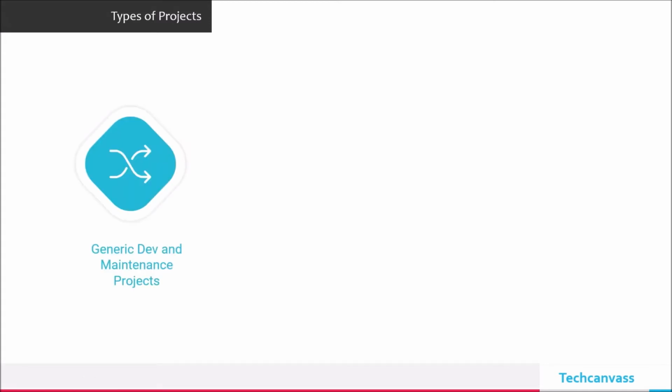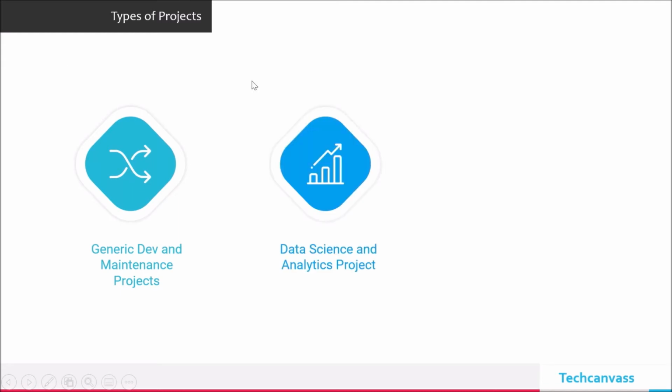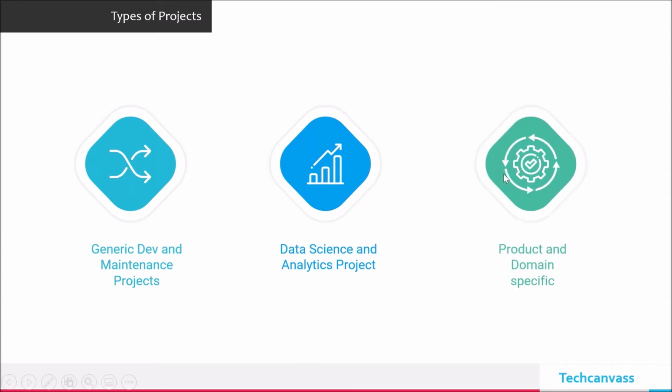The first one is a generalist business analyst who is required to work on development and maintenance projects. These are pure IT projects. Then we need business analysts to work on data science and data analytics projects. The third type are business analysts required to work on product and domain specific projects, which means that there is a big category of business analysts who are required in the industry without data analytics or product or domain knowledge.